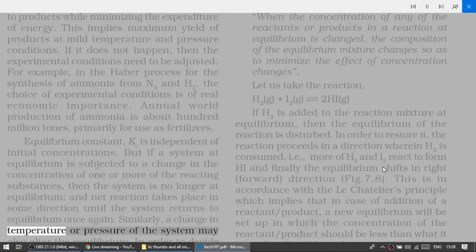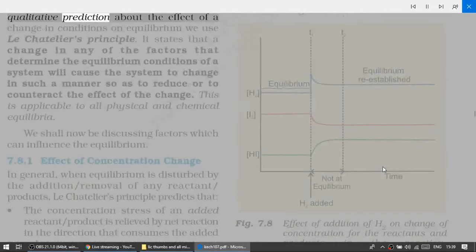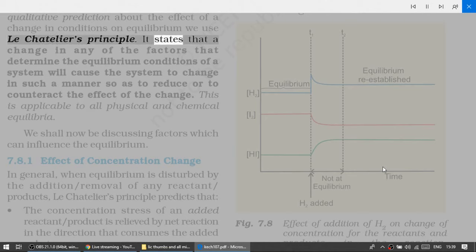Similarly, a change in temperature or pressure of the system may also alter the equilibrium. In order to decide what course the reaction adopts and make a qualitative prediction about the effect of a change in conditions on equilibrium, we use Le Chatelier's principle. It states that a change in any of the factors that determine the equilibrium conditions of a system will cause the system to change in such a manner so as to reduce or to counteract the effect of the change. This is applicable to all physical and chemical equilibria.